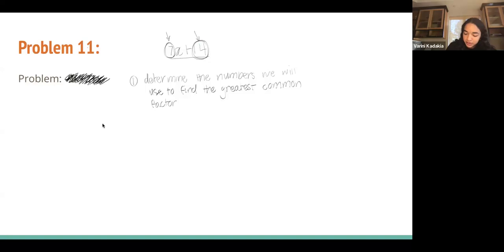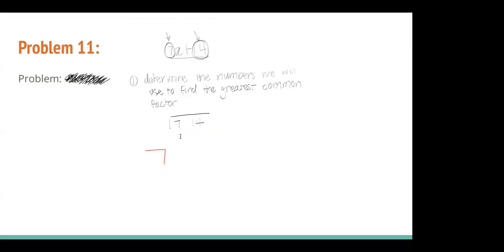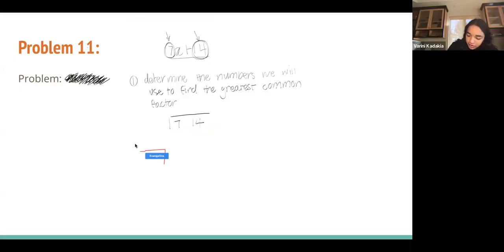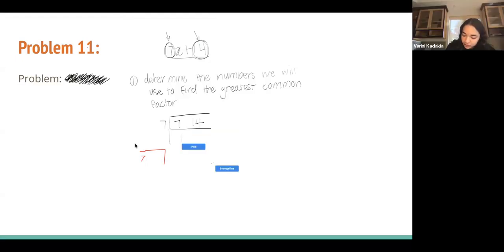So if we use the cake method, let's see what we can do. If I have 7 and 14, what is the biggest number that I can pull out following the cake method? 7. Okay, so let's pull out 7. If I pull out 7, what am I left with inside? 1 and 2. Okay, yeah, so 1 and 2.